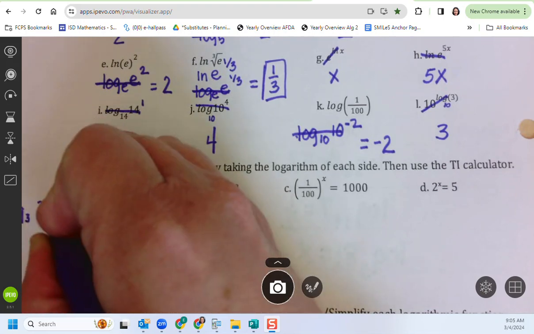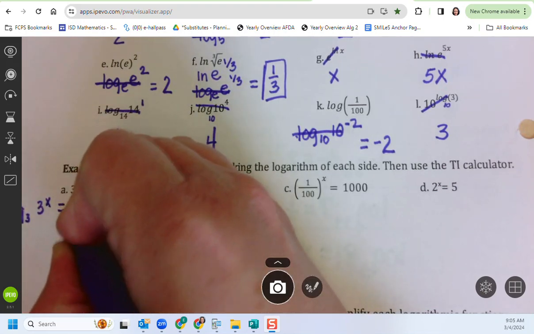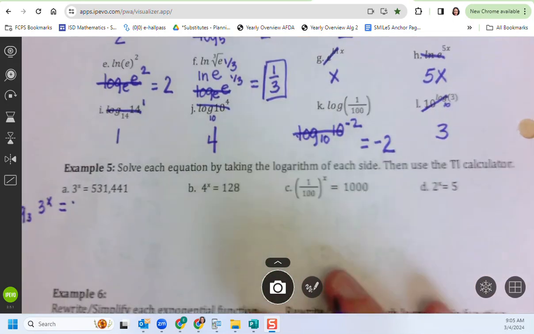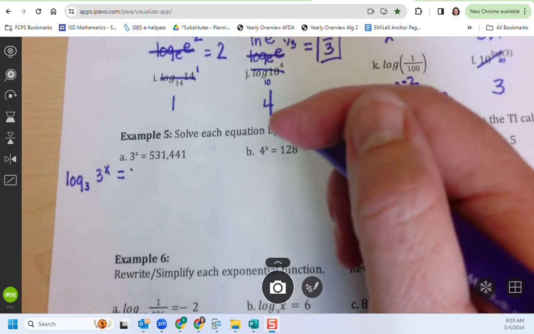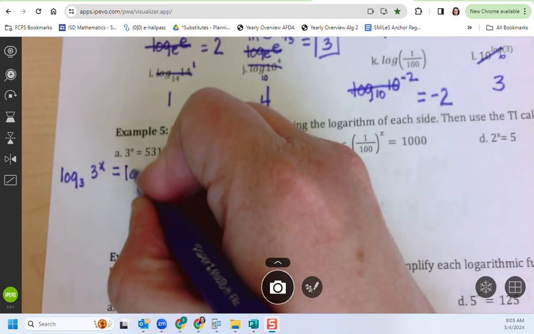3 to the x equals, wait, I can't, please. Nope, better?